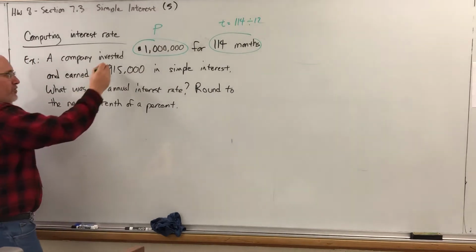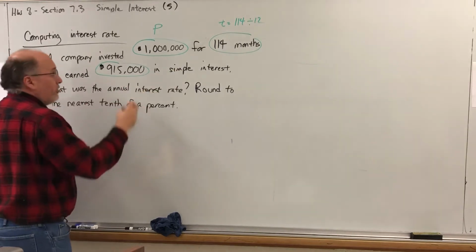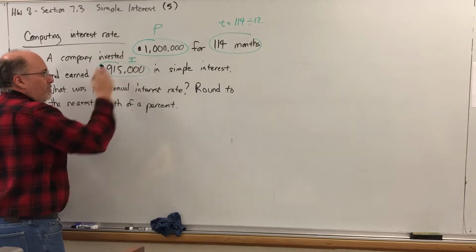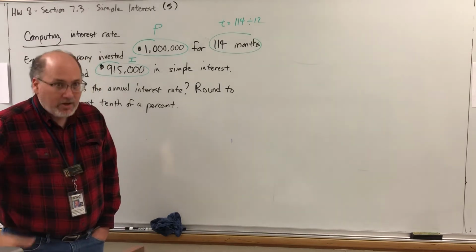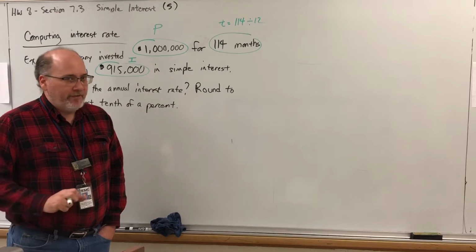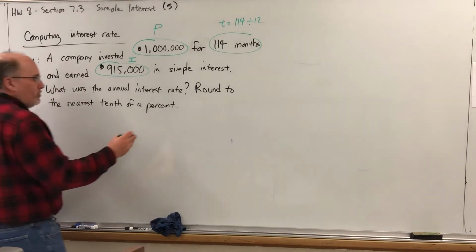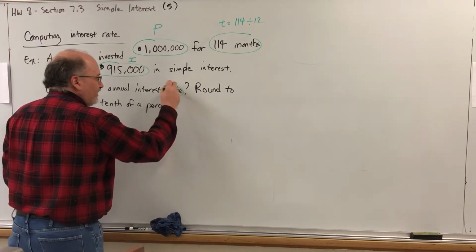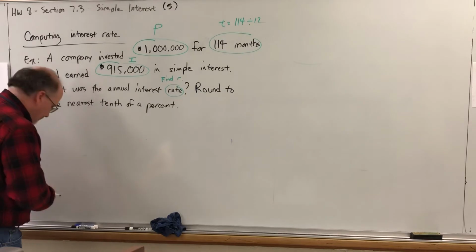And what would this $915,000 represent? Well, it's the interest that they earned, so it's capital I. Be very careful when you're identifying interest versus interest rate. One of them is capital I, one of them is lowercase r. Both of them involve the word interest. We are being asked what the annual interest rate is, so we're being asked to find r, and some instructions on how to round it.